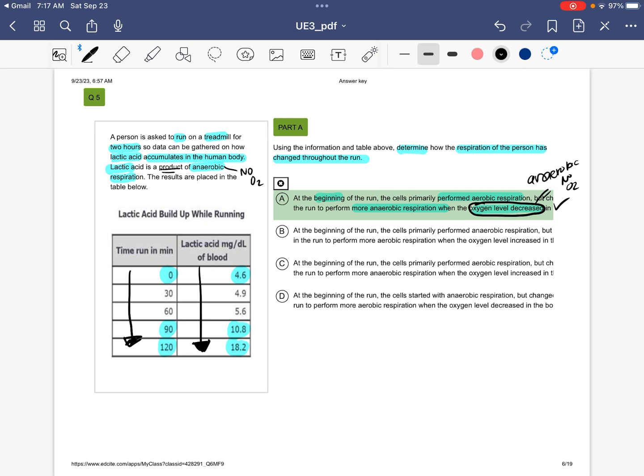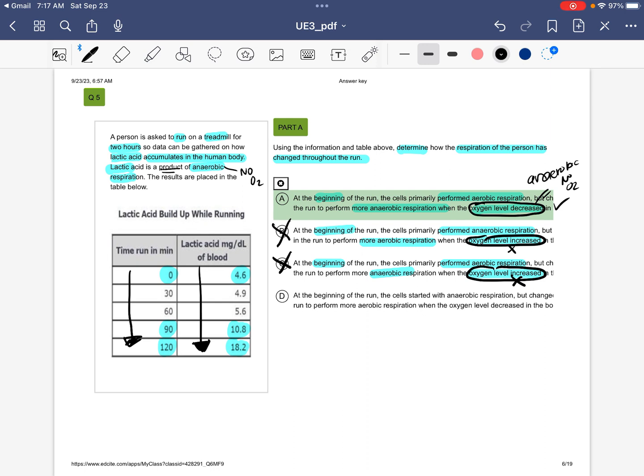But let's see why the other ones were incorrect. At the beginning of the run, they performed anaerobic respiration and more aerobic when the oxygen levels increase. We know that you are not having more oxygen after running an hour and 30 minutes, or an hour, 2 hours, right? So B was incorrect. It had the statement backwards. At the beginning, they performed aerobic, but performed anaerobic when oxygen levels increased. That statement towards the end that your oxygen levels increase, that's a big no.